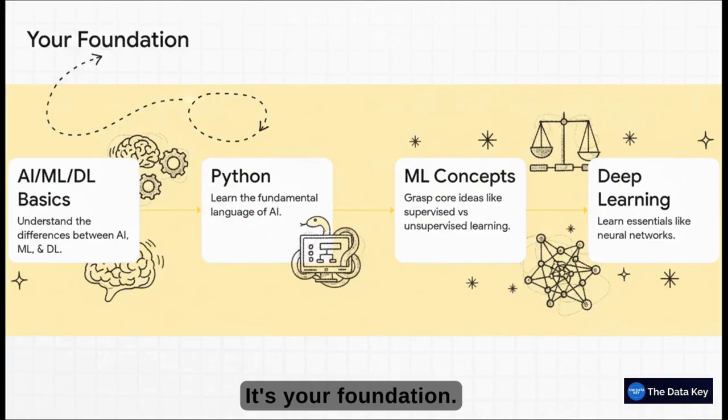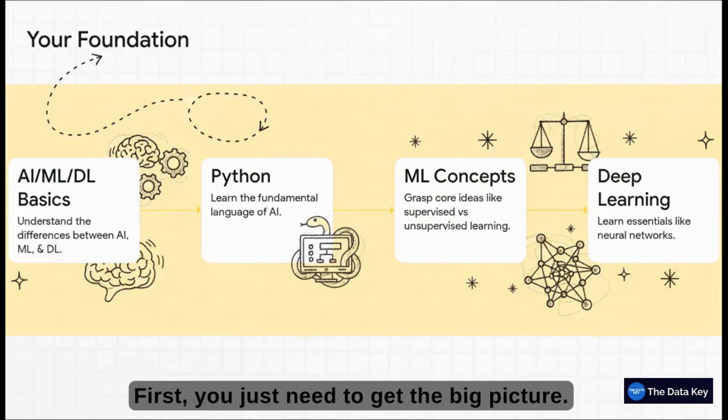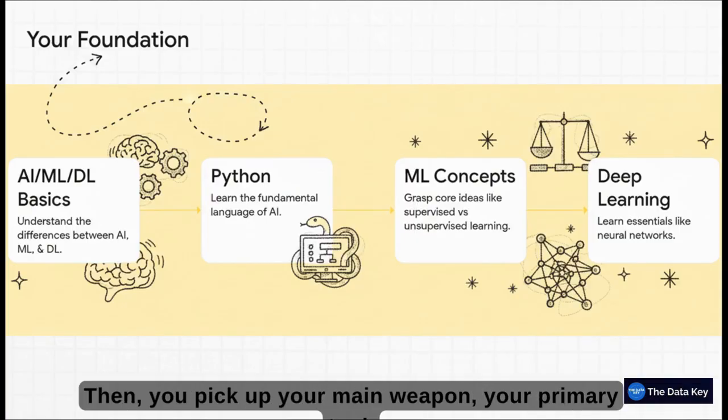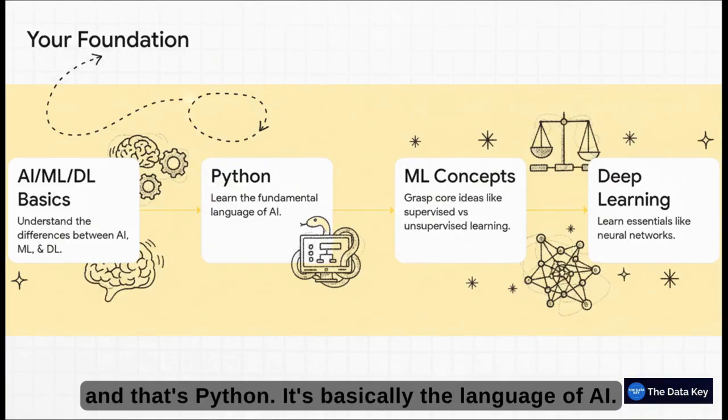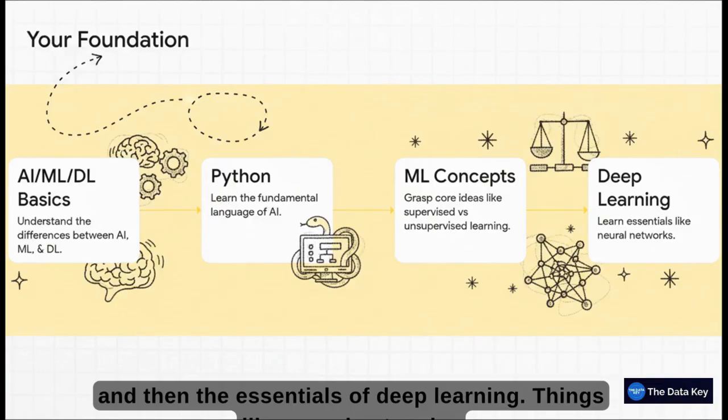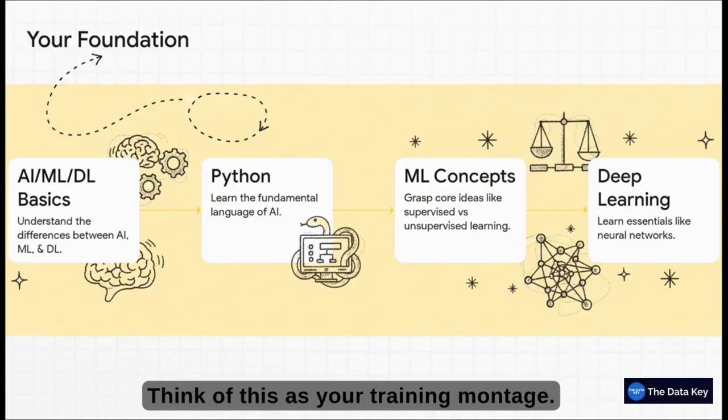It's your foundation. First, you just need to get the big picture. What's the difference between AI, machine learning, and deep learning? They're not all the same thing. Then you pick up your main weapon, your primary tool, and that's Python. It's basically the language of AI. After that, you start digging into the core concepts of machine learning, and then the essentials of deep learning, things like neural networks. Think of this as your training montage.